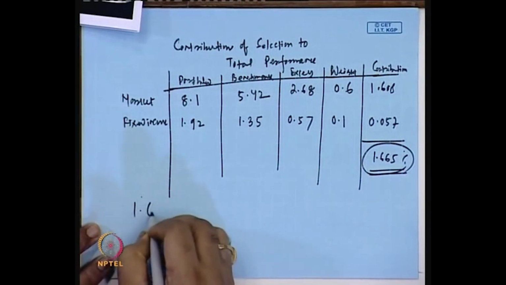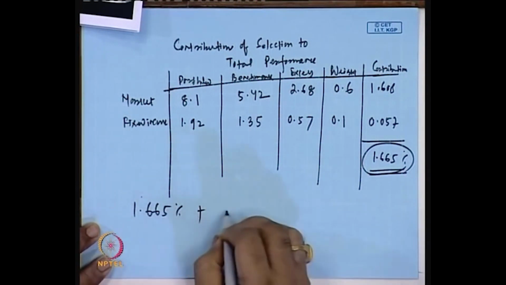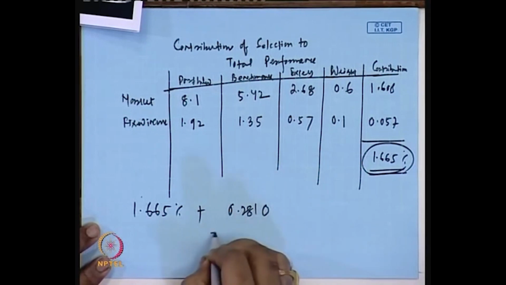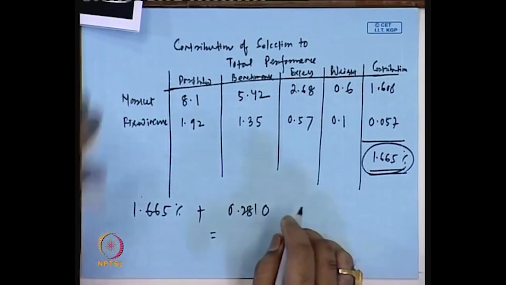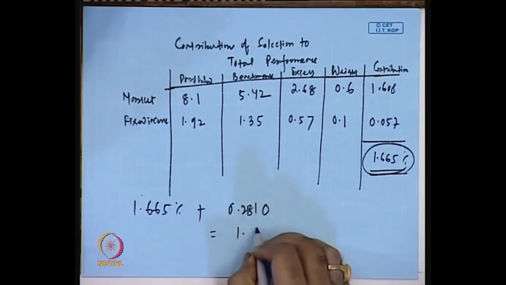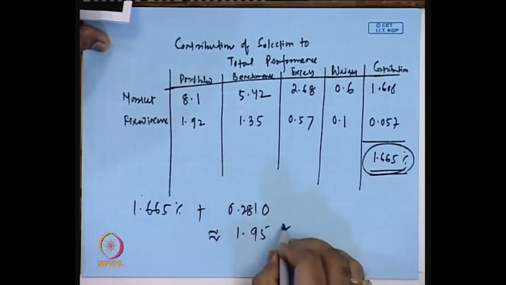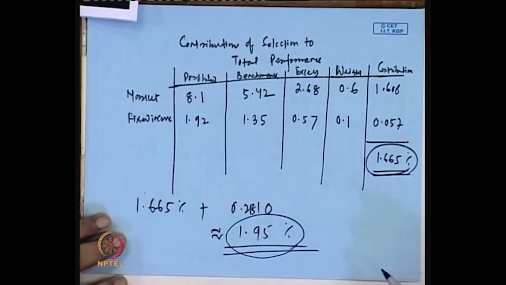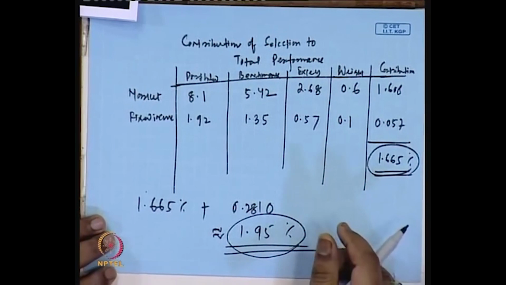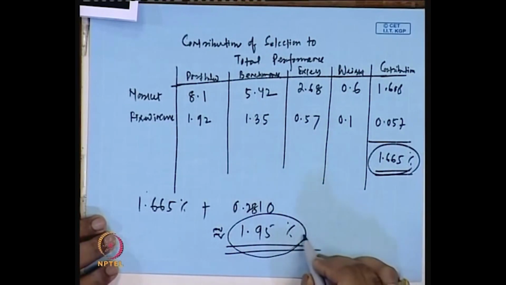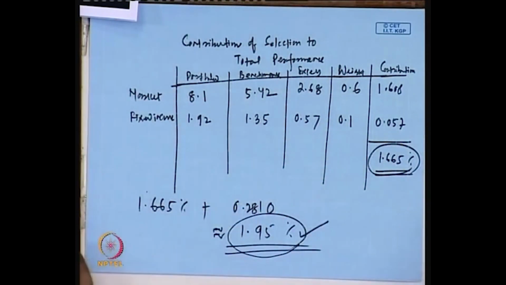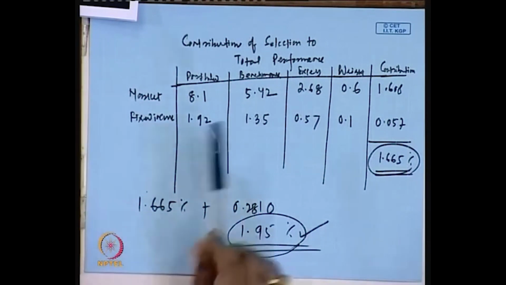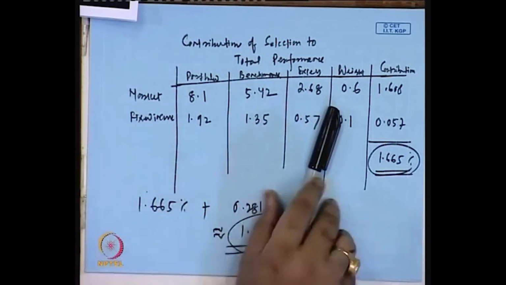So, the total return in this case, we should take these two: 1.665% plus 0.2810, that will give you close to 1.95%. So, this is the excess return we got from the particular managed portfolio above this particular benchmark portfolio. So, this is the way we do this attribution analysis to know how much extra return we get because of the asset allocation and how much excess return we get because of the better selection.